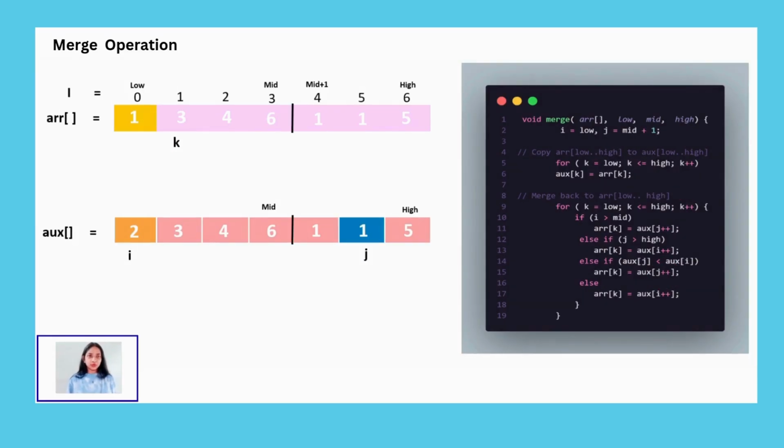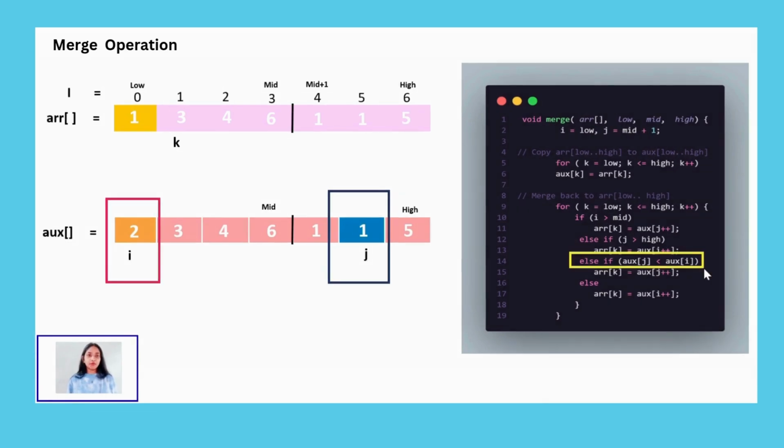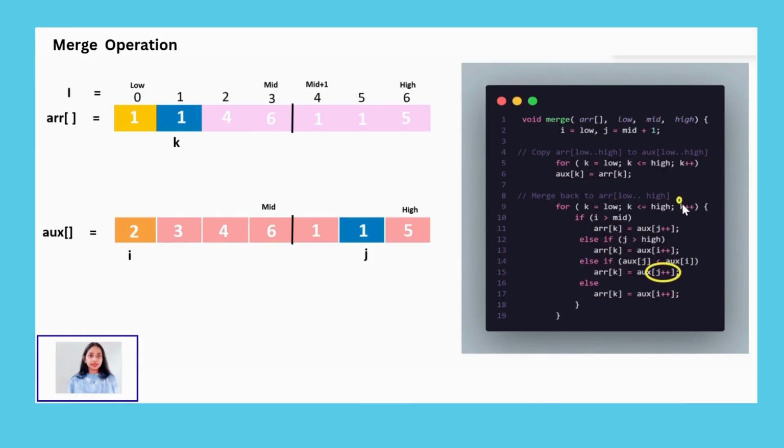In iteration 2, compare those two values. 1 is less than 2. So we'll put 1 in the original array at index k and increment i and k accordingly, because we have put the ith index value at its proper place in the array. Similarly for the third iteration, compare those two values. 2 is lesser than 5.